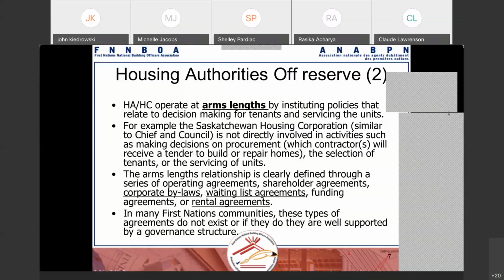They have operating agreements, they have shareholders agreements, there's corporate bylaws, they have waiting lists in these housing corporations, they have funding agreements, and they all absolutely have rental agreements that clearly articulate the roles and responsibilities of the tenant and the landlord. If you look at how that's structured in many First Nations communities, these are the same agreements that we want, but in fact, many of them don't exist. And if you don't have those structures in housing, it's hard to really get your head around a housing authority, because a lot of those structures don't really exist now. That's where we start talking about housing authorities. It's hard to conceptualize how they would function in an on-reserve setting. Next.